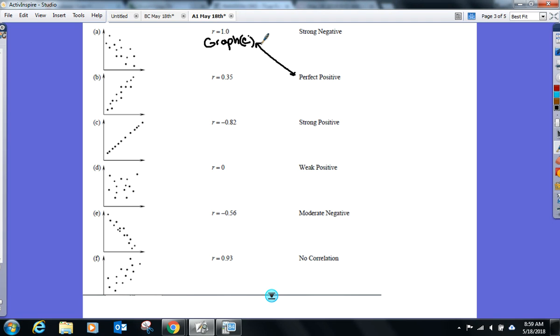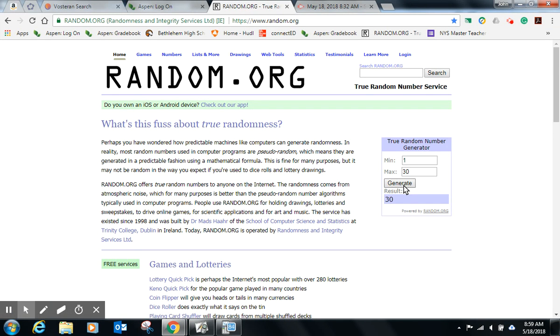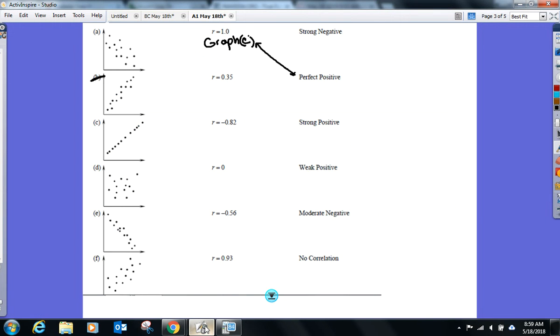R equals 0.35, still positive, but a little weak there. 0.35, which graph up here would match 0.35? Here we go, 30, 0.35. Would be F, yep. Graph F, absolutely. It's definitely going uphill, but it's all spread out. And how would we do this? This would be a weak positive, yep, weak positive.